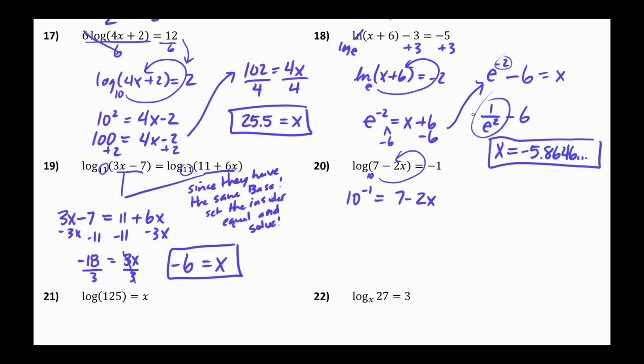Remember what it did up here. It makes that thing jump. So this is just 1 over 10 to the first, or just 1/10, equals 7 minus 2x. Now I got to get rid of the adding and subtracting first, so I need to subtract 7. So this is 1/10 minus 7 equals negative 2x. A lot of people forget about the negative right up here. It has to carry down because when I divide by a negative 2.